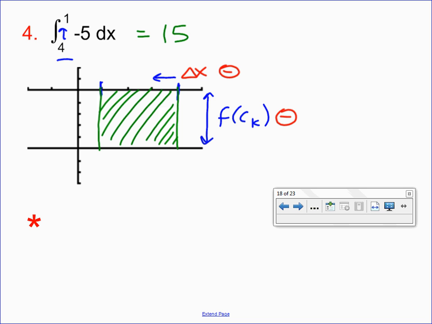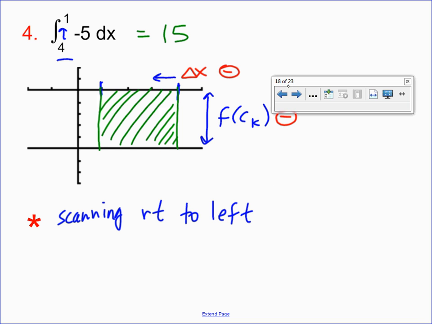So again, when scanning right to left, now our area beneath the x-axis, our area below the x-axis counts as a positive contribution.